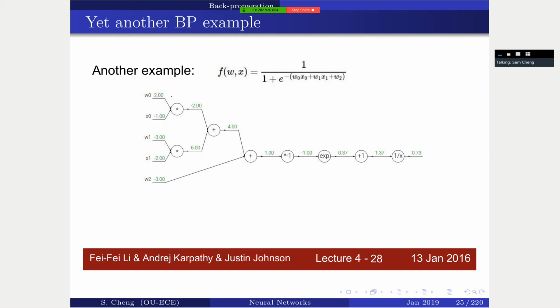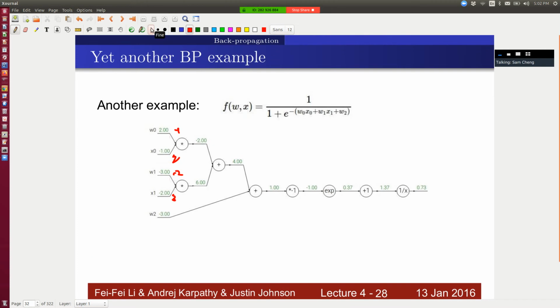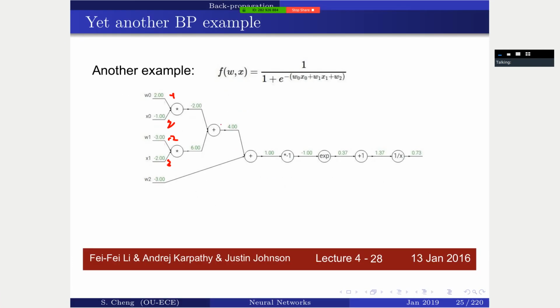So I think this is -1. This is 2. This is -2. This is 3. And this is a 1 here. This 1 here, see, this is times -1, I guess it is -1, exponential. So what's the local derivative here? Output with respect to input.